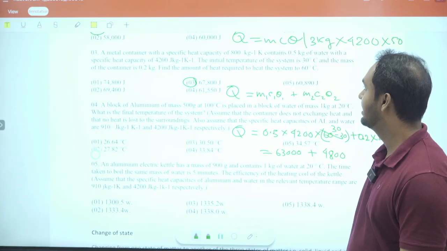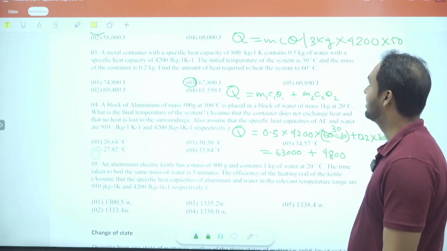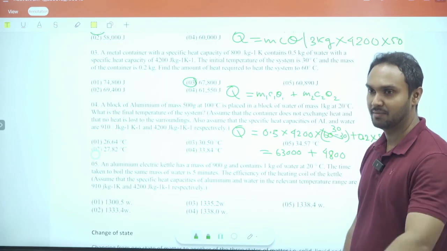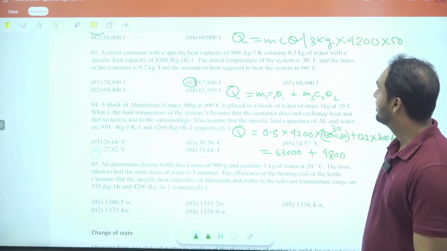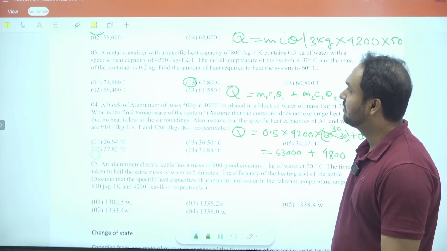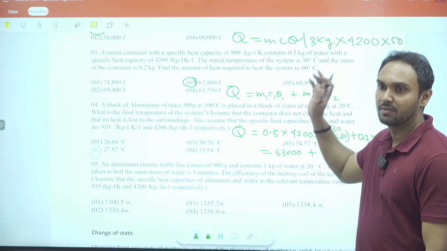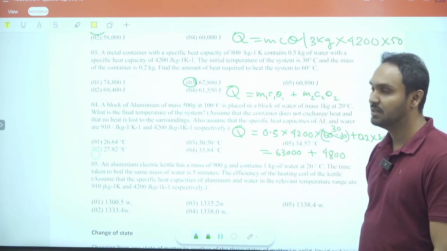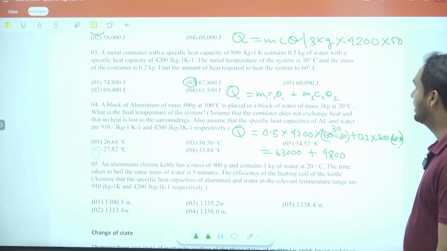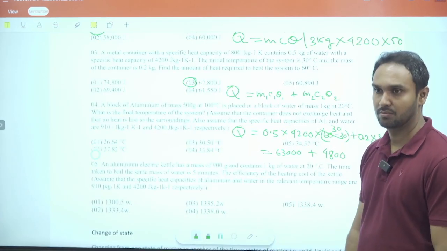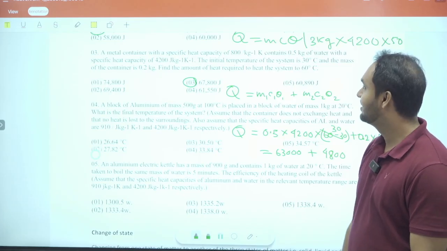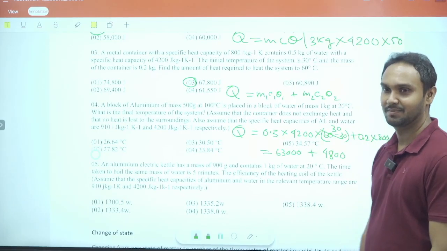Is it a metal container with specific heat capacity of 800 kilogram per Kelvin? Now that is the specific heat capacity of the container. Just take the details separately. And contains 0.5 kilogram of water with a heat capacity of 4,200. Now the weight of the water is 0.5, specific heat capacity is 4,200. The initial temperature of the system is 30 and the mass of the container is 0.2. Find the amount of heat required to heat the system to 60.